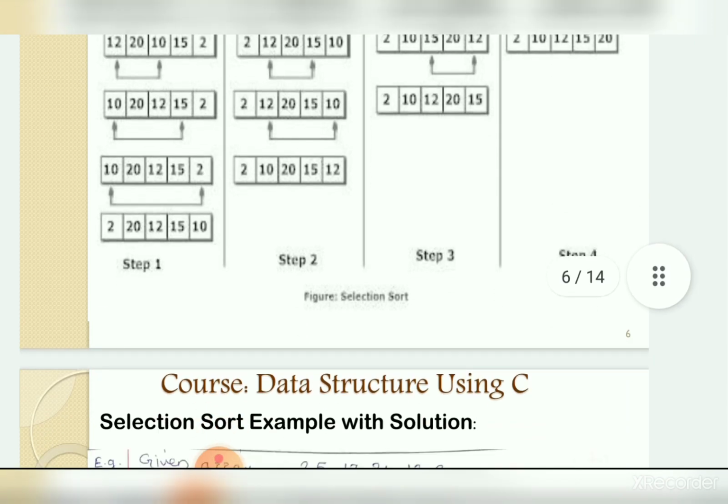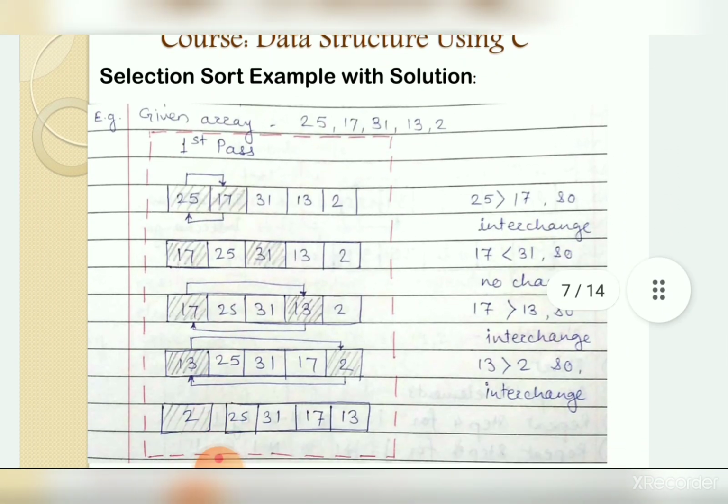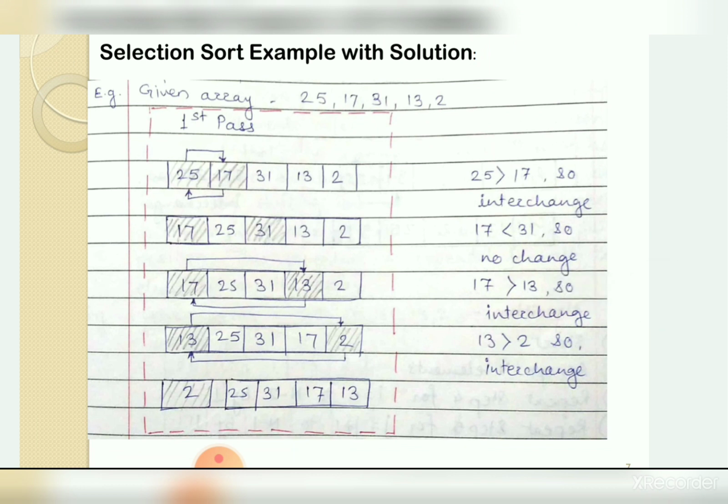Here is an example from my notes, how to explain the selection sort with an example. If the given array contains the numbers 25, 17, 31, 13 and 2, we are comparing each and every element. Just the procedure and an elaboration of how to solve it is given.